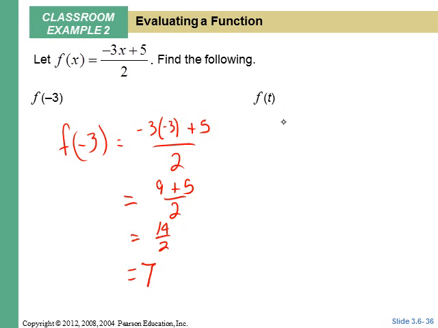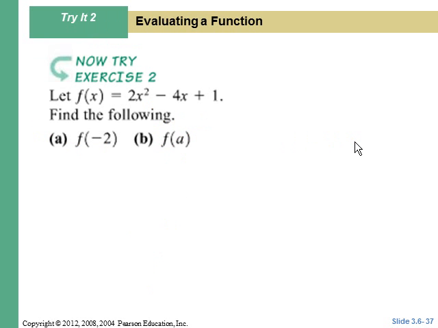F of t, so instead of writing x, we're going to write t. Negative 3t plus 5 over 2. Now we can't simplify it any more than that, so that is our f of t. Okay, you do this one.